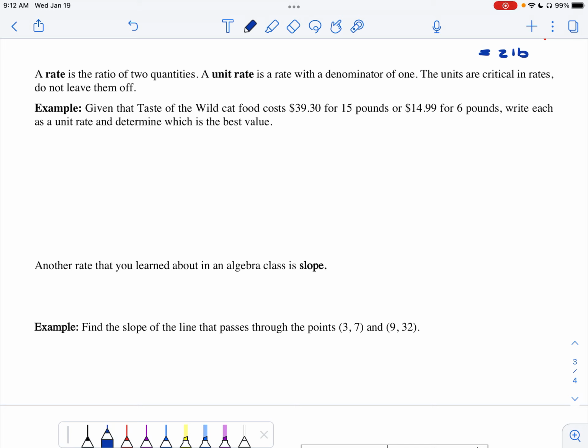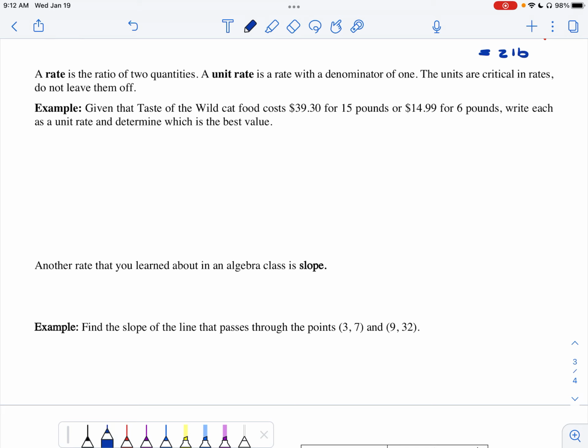Now, the units are always critical when we're talking about rates because they tell us what we're actually measuring. So it's important to always make sure that we include them throughout our calculations and in our final answer. So let's take a look at this example here. It says, given that Taste of the Wild cat food costs $39.30 for 15 pounds and $14.99 for 6 pounds, we want to write each as a unit rate and determine which is the best value.